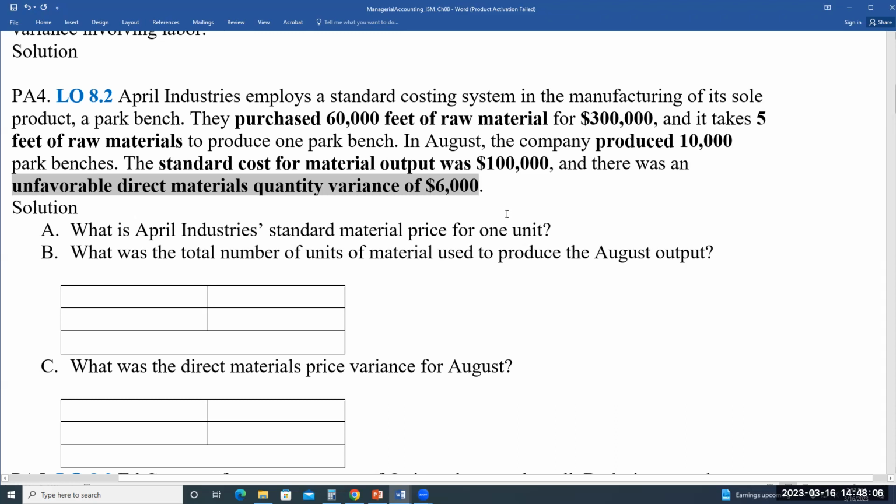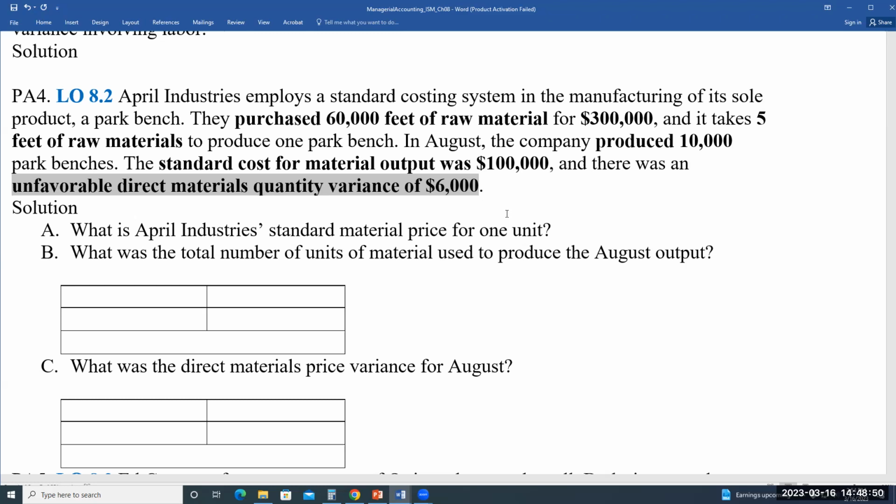First question, what is their standard material price for 1 unit? So this one's not that complicated. Can anybody tell me how would we figure out their standard material price for 1 unit of product? $100,000 is the standard cost. They produced 10,000 park benches. So that gives us $10. That would be the standard cost per unit of product. But it's asking the standard material price.